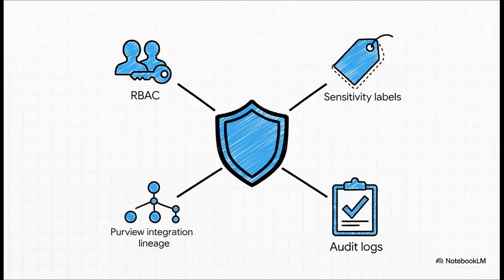The great news is the governance capabilities are baked right into the platform. You control who gets to see what using the familiar Azure Active Directory roles you probably already use. You can apply sensitivity labels to automatically protect personal information. And with Purview integration, you get a full family tree for your data. You can see exactly where it came from, how it was transformed, and who is using it.